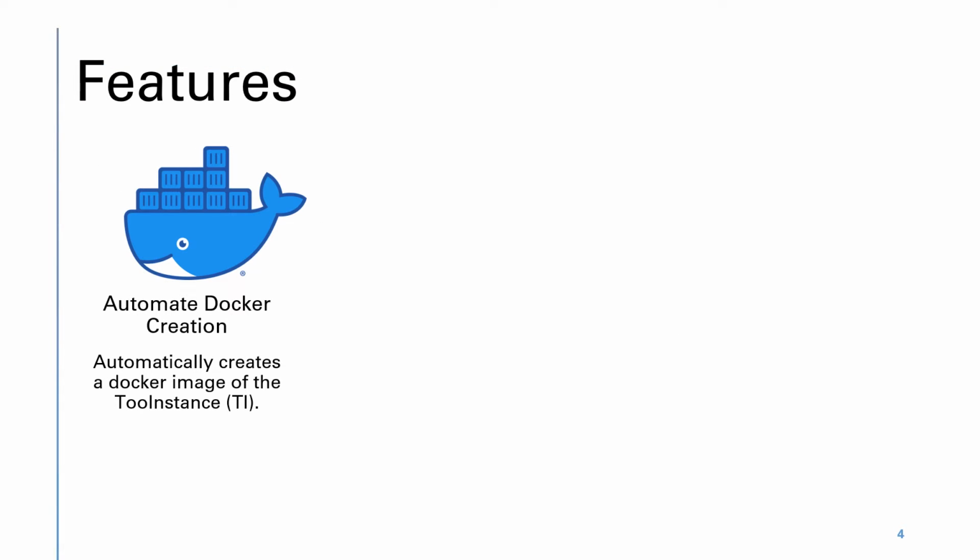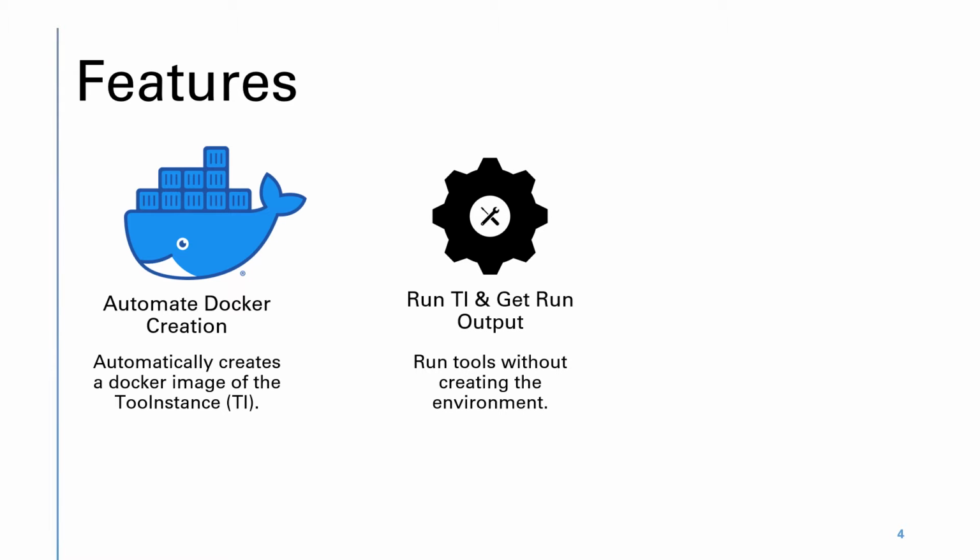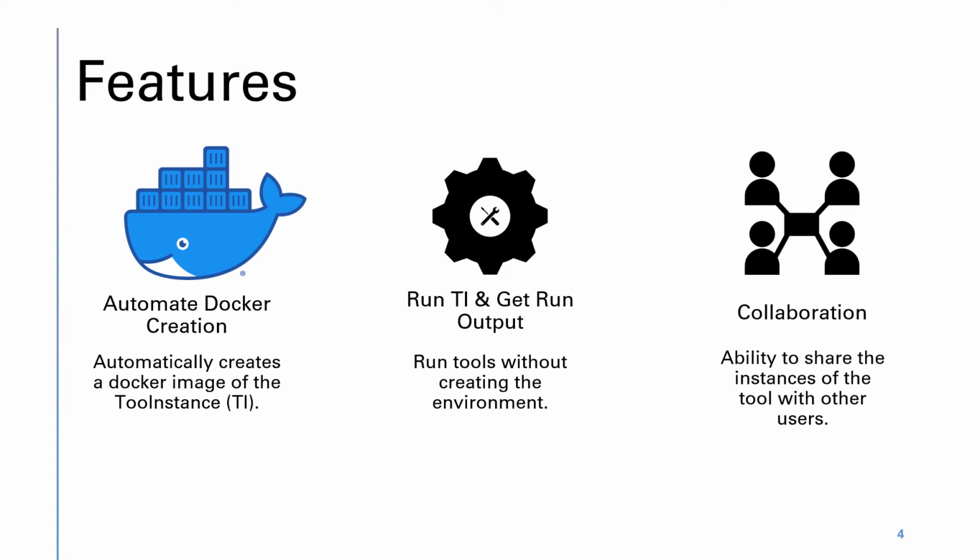For our features, we automate the creation of Dockers, which are images of the tools the user wishes to run. These Dockers are also known as tool instances. Users then will be able to run these tools and get the output from our web without the need to create an environment. As good things are meant to be shared, we implemented collaboration which allows users to share the instances they created with others. Now, let us explore our project with a case study.